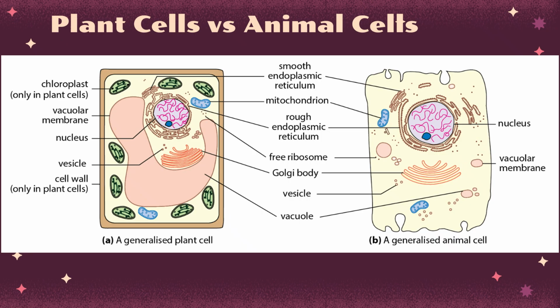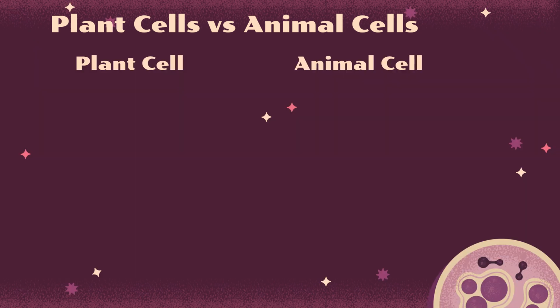Now this slide shows you the pictorial form between a general plant cell, which is on the left, to a general animal cell on the right. Okay, the labelings are all given to you. Please remember how to label them properly and how to identify them, and of course to spell them correctly. Okay, now let's move on to the comparison.